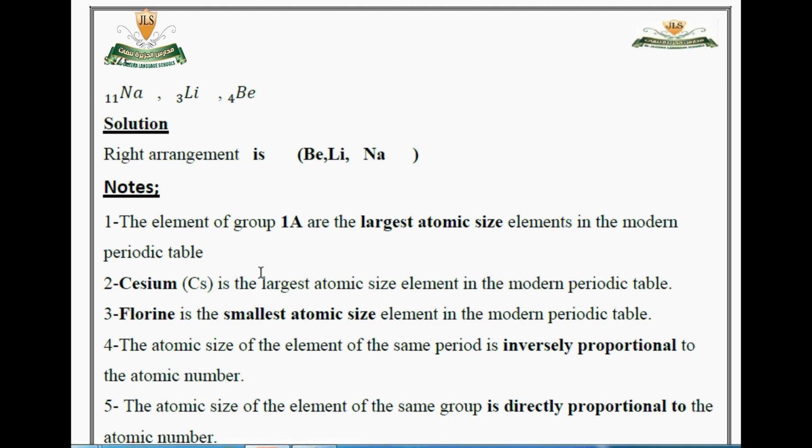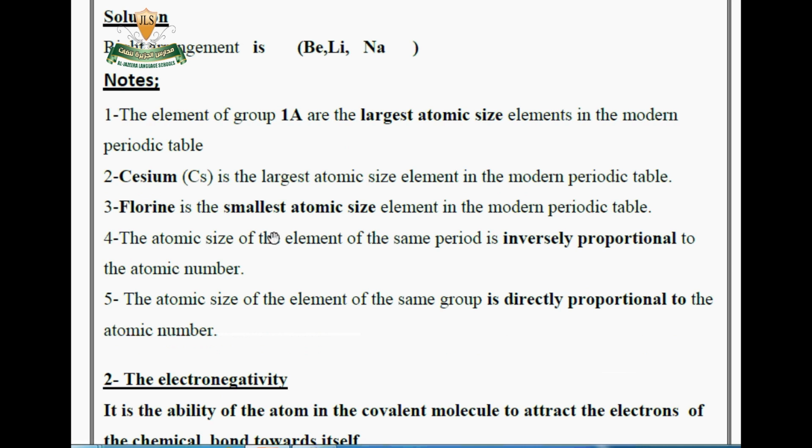The elements of group 1A are the largest atomic size elements. The cesium element is the largest atomic size element in the modern periodic table. Fluorine is the smallest atomic size element in the modern periodic table. Let's go to the relation between the atomic number and the atomic size in period and in groups.